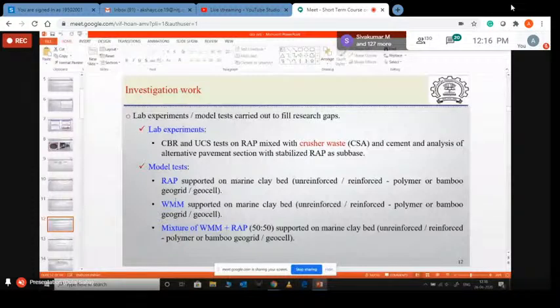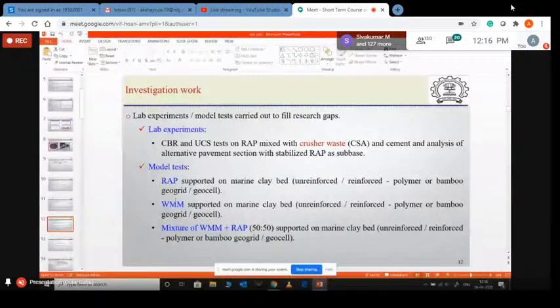After that, a similar sort of test was done, with similar materials tested for unconfined compressive strength. Here also the samples were 100% RAP, 75-25 RAP and crusher waste, 50-50, 25-75 and 0-100. All these categories were tested with varying percentages of cement: 0, 2, 4 and 6. And this sample was 75 millimeter diameter, a bigger size sample, not a smaller size sample.